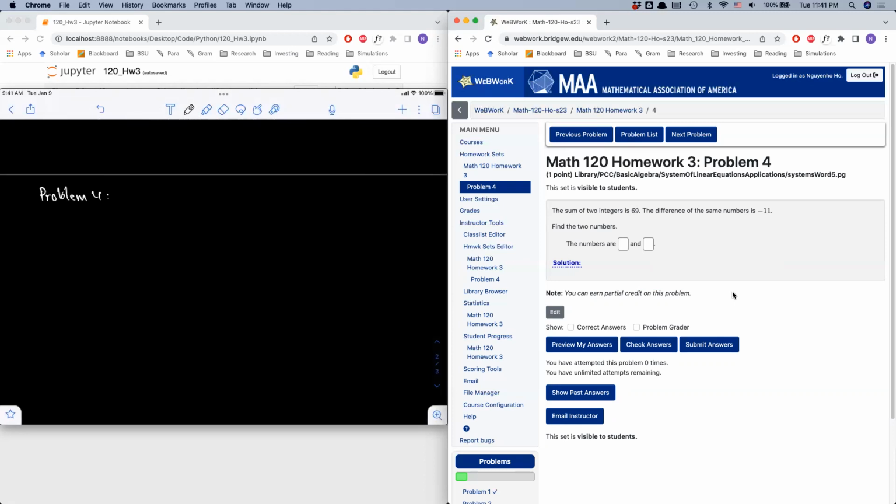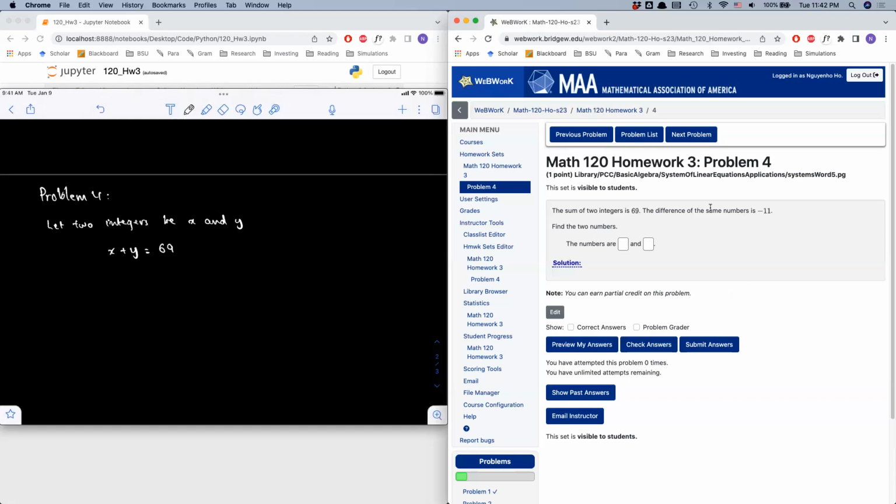So the sum of 2 integers is 69, and the difference of the same numbers is -11. Find the 2 numbers. So the setup is that you have 2 integers, right? So we let the 2 integers be x and y. And the information given to us here is that the sum of the 2 integers is 69. That is x plus y is equal to 69.